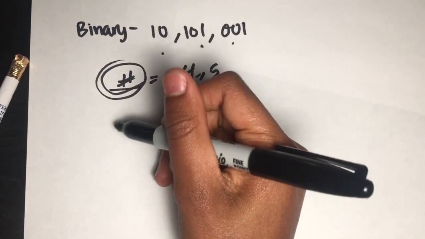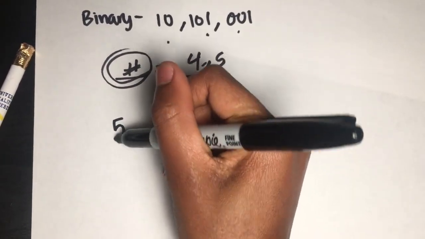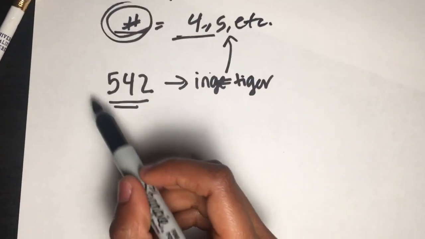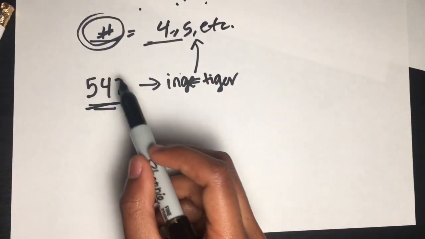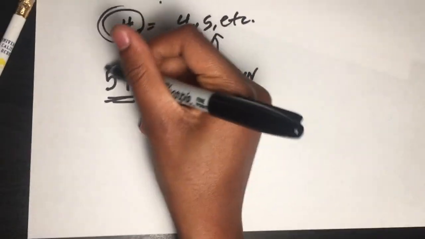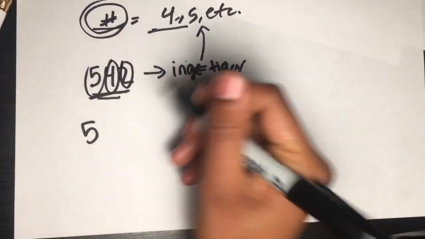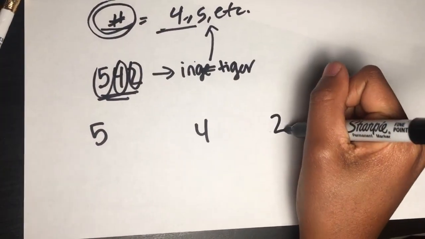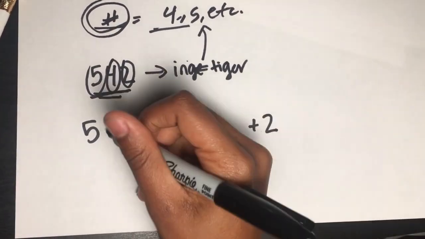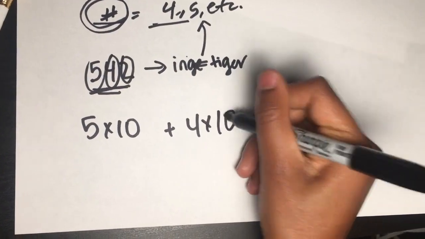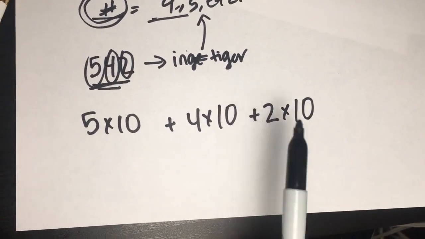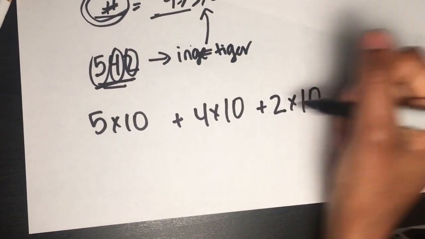So let's try to translate 542. And doing this, it should equal 542 if we do this right. So there are three integers here, 5, 4, and 2, right? So we add them once we've done something to them, and I'll show you what we do to them. So we multiply each by 10, and they all have a power that determines on where they are.